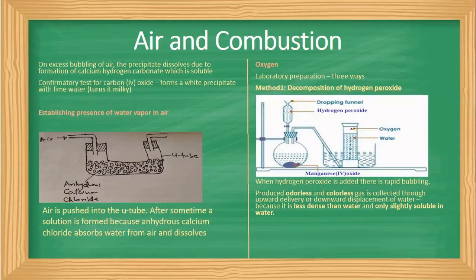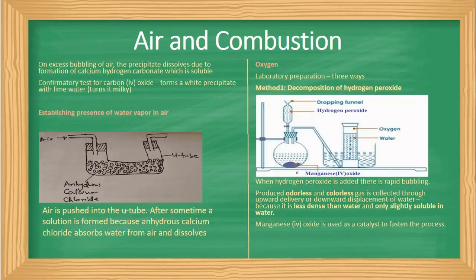This is oxygen, of course, and it is collected over water, or by downward displacement of water. The reason this is possible is because oxygen is only slightly soluble in water, and it is also less dense than water, so it can rise above water. This gas can also be collected through upward delivery because it is also less dense than air. What happens here is that hydrogen peroxide is decomposed into water and oxygen.